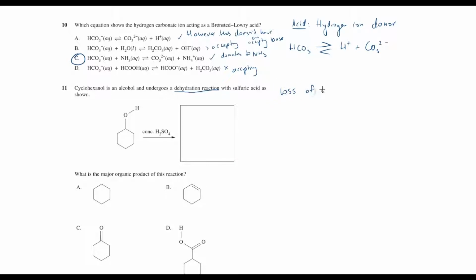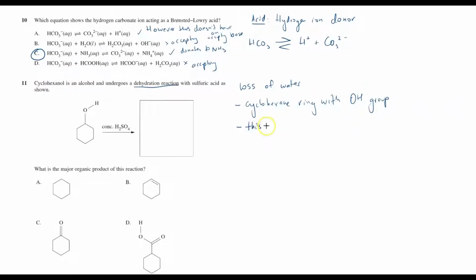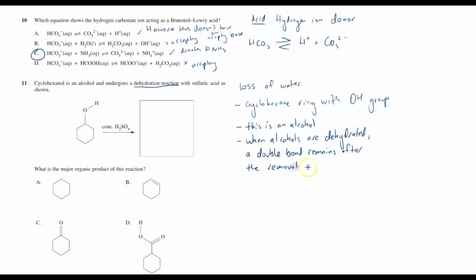Firstly, dehydration is the loss of water. We are dealing with cyclohexanol, effectively a cyclohexane ring with an OH group attached. This is an alcohol, and when alcohols, cyclic or not, are dehydrated, a double bond remains after the water molecule has been removed. Therefore, an alkene would form from this reaction. In this question, that means option B is the answer, as it's the only alkene.